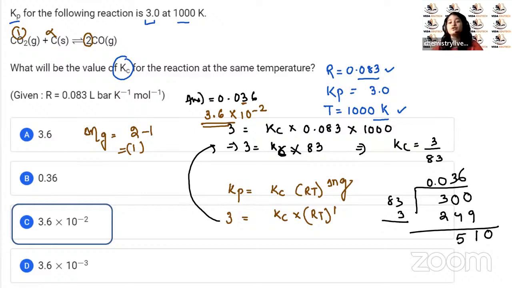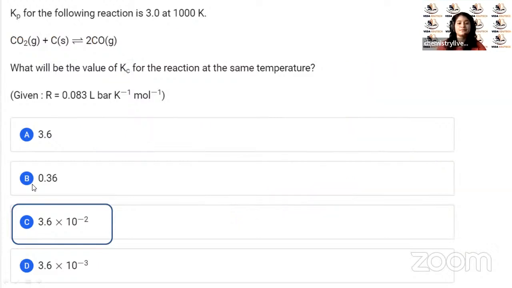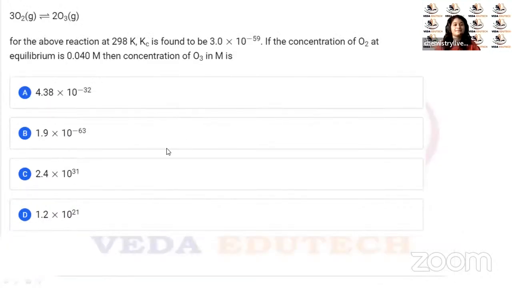I hope everyone understood how to solve this. We understood the relationship between Kc and Kp and how to solve this, and I hope you can do such types of questions. Let us move on to the next question. Now everyone needs to pause it again and try it.